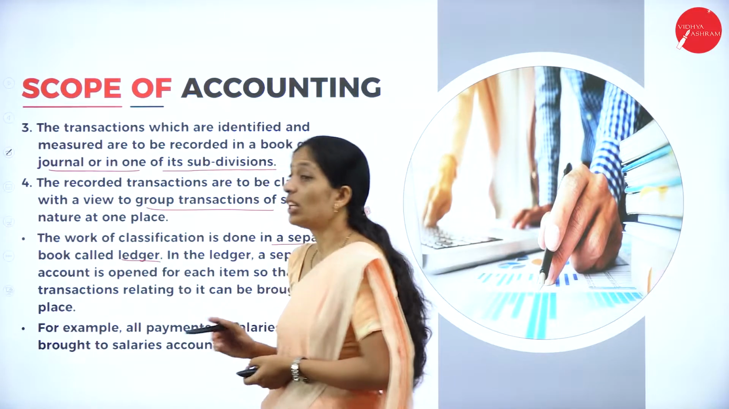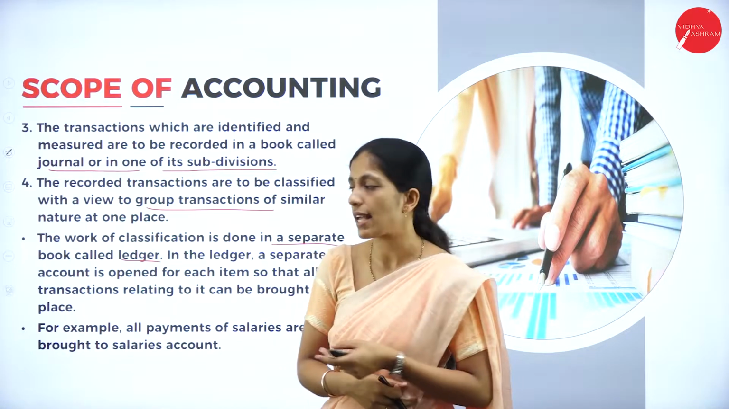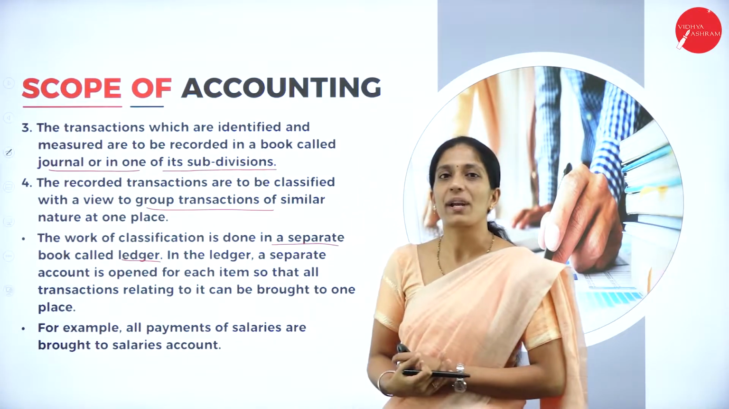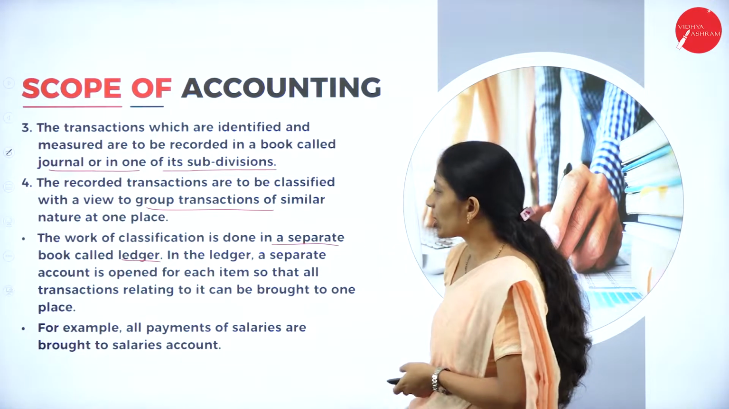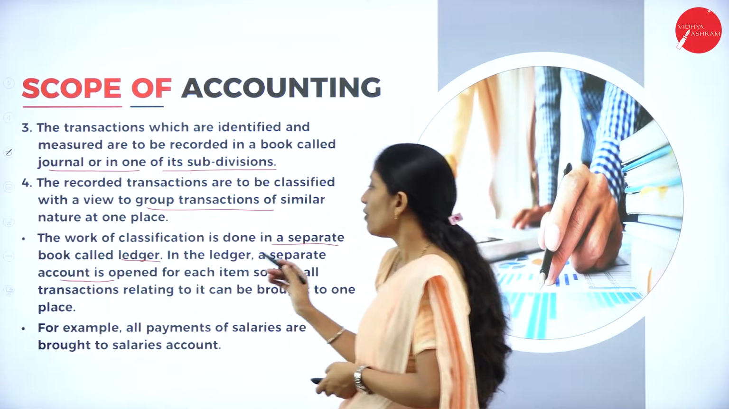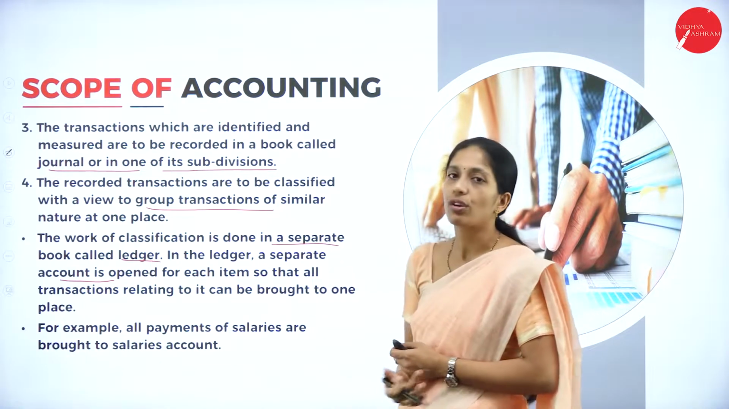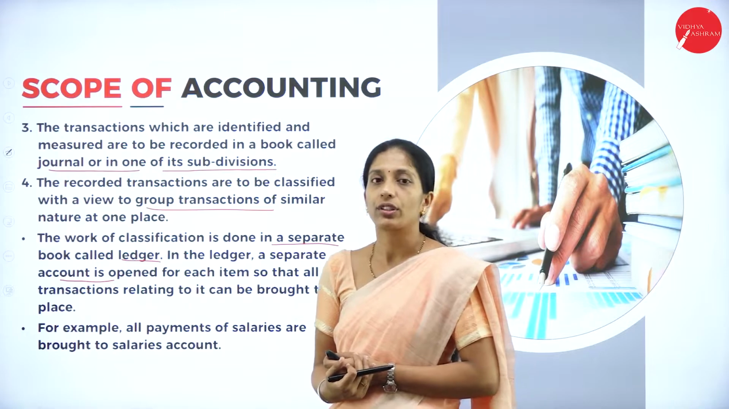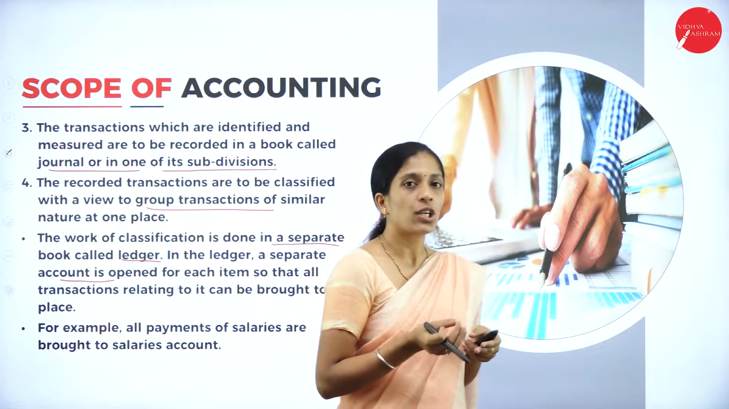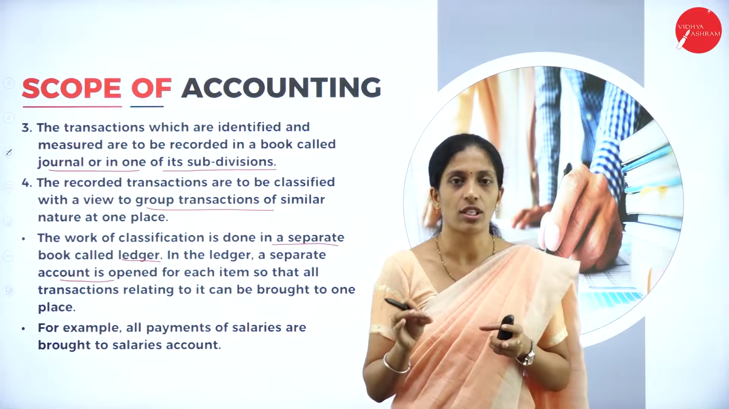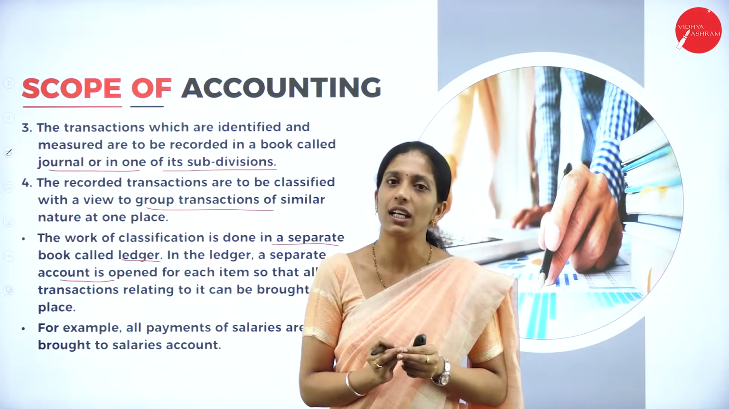I have already told you the classification of transactions takes place in a separate book which is called ledger. In the ledger, a separate account is opened for each and every type of transaction, so that all the transactions relating to it can be brought to one place. So, what we are going to do? After recording the transactions in the journal, depending upon the nature, we are going to classify the transactions, or we are getting all those transactions in one place in the form of ledger accounts.